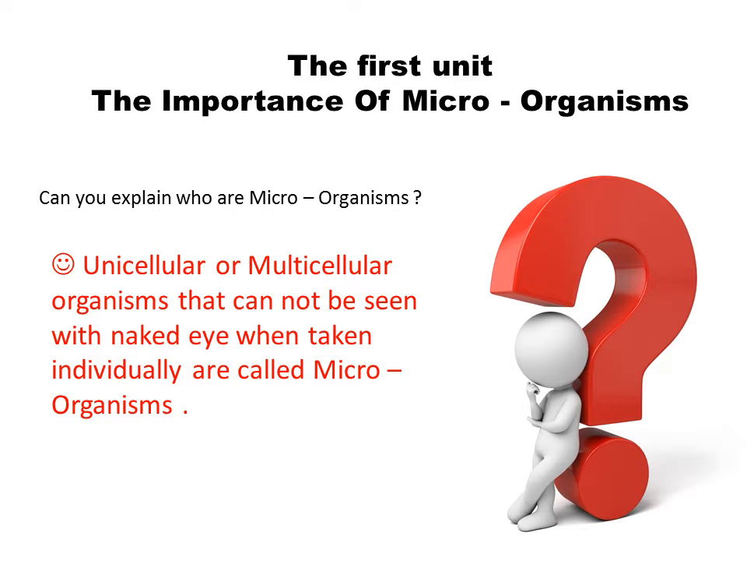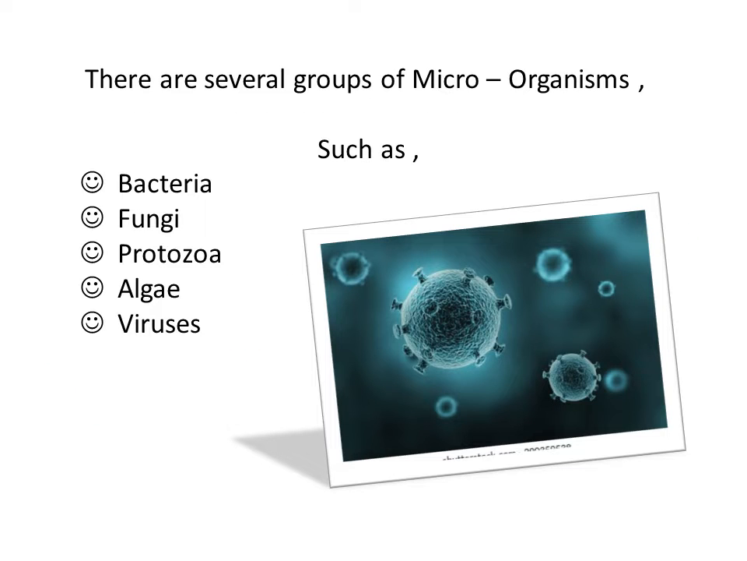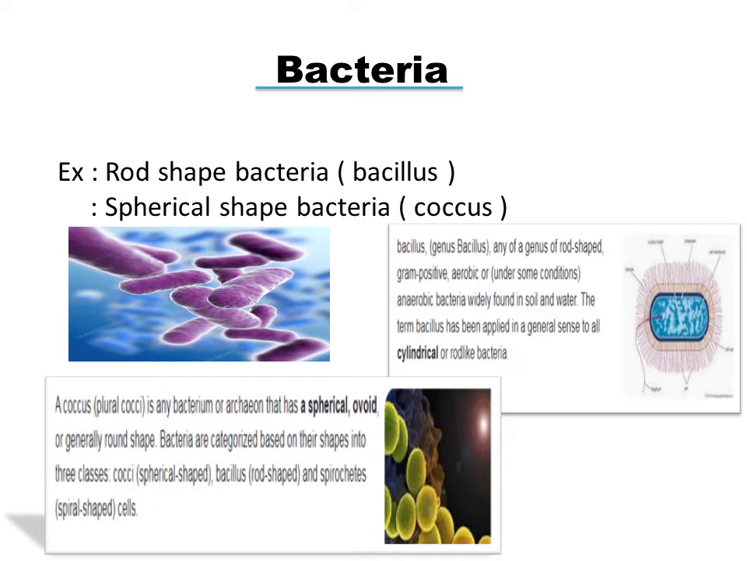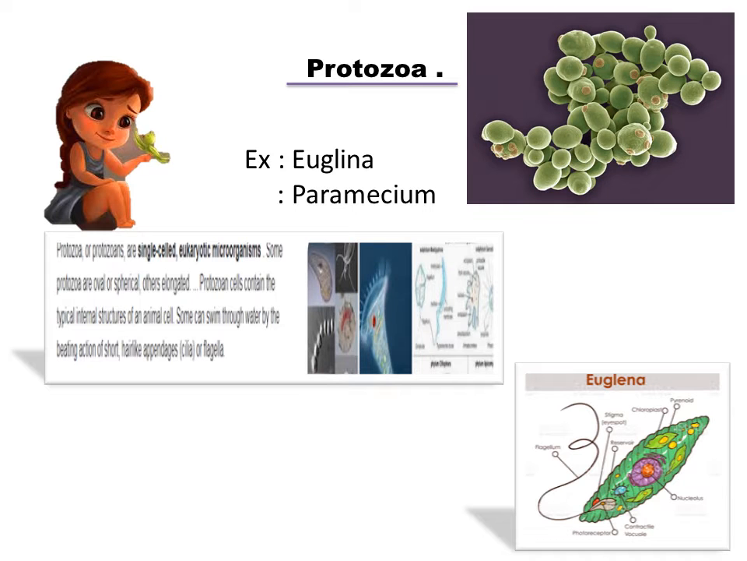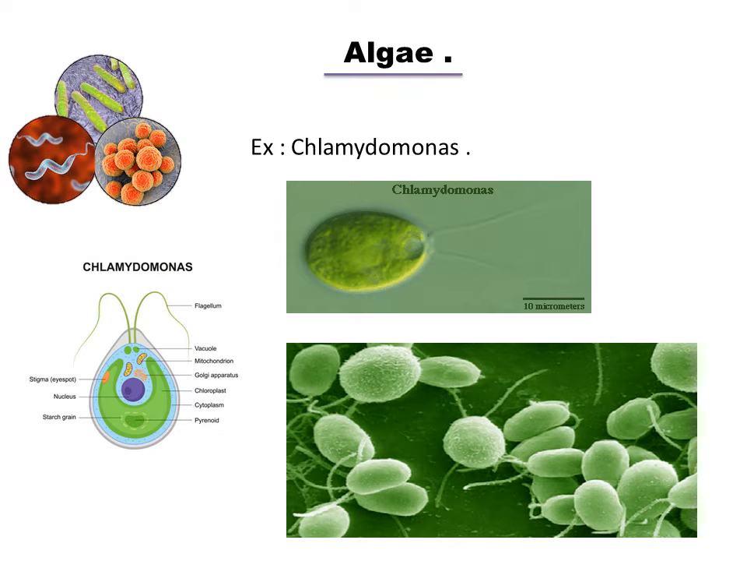individually are called microorganisms. There are several groups of microorganisms such as bacteria, fungi, protozoa, algae and virus. Bacteria: I have shown you two examples, rod-shaped bacteria and spherical-shaped bacteria. Fungi examples are yeast and mold. Yeast is a unicellular organism. Protozoa examples are euglena and paramecium. Algae: Chlamydomonas is the example for algae.